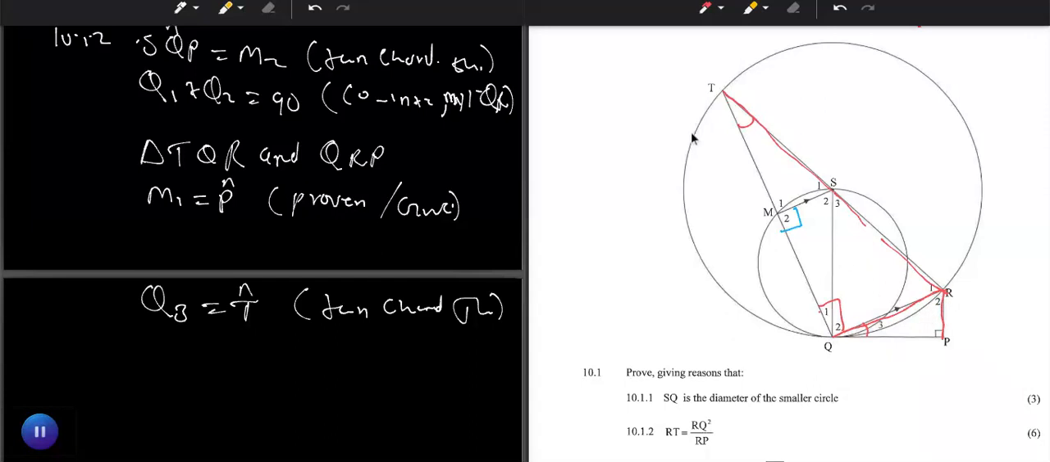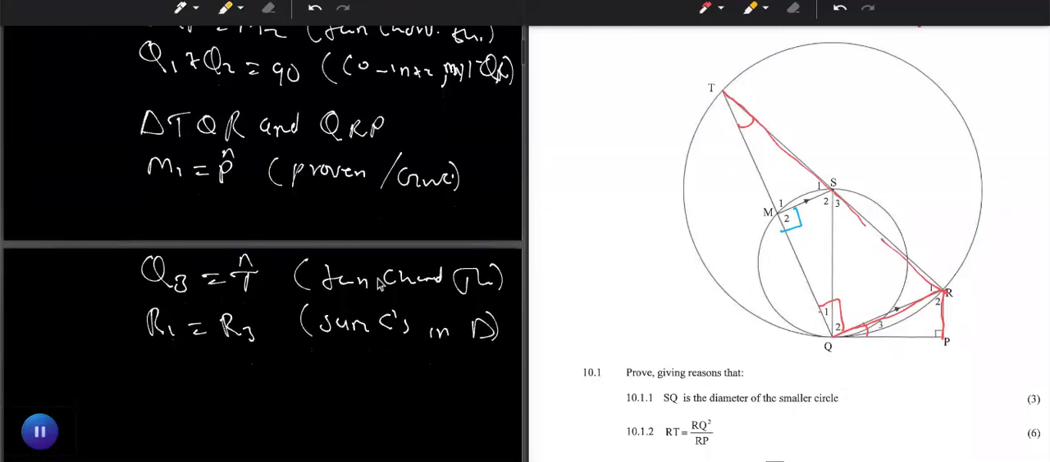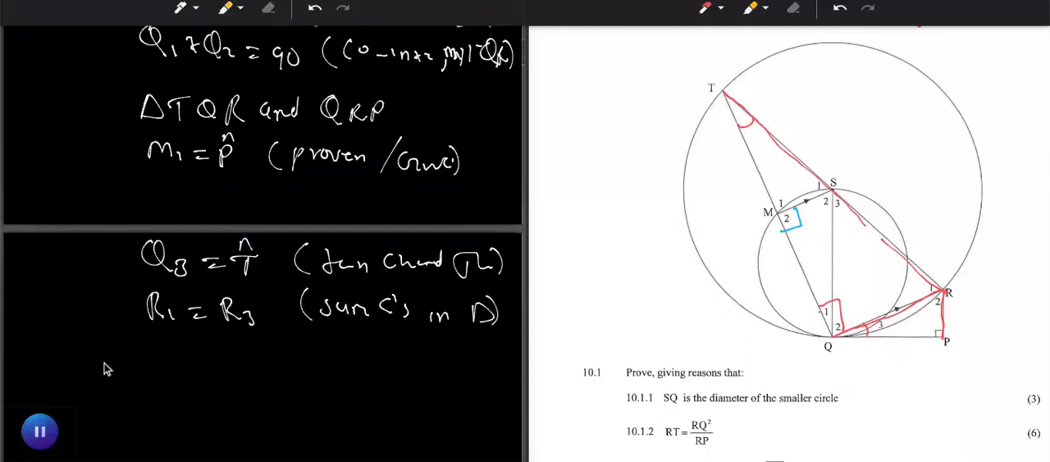Now the next one, the last one we need to do is R1 and R2, because we are working with these two shapes. So R1, you can say R1 is the same as your R3. You can say sum of angles in a triangle.